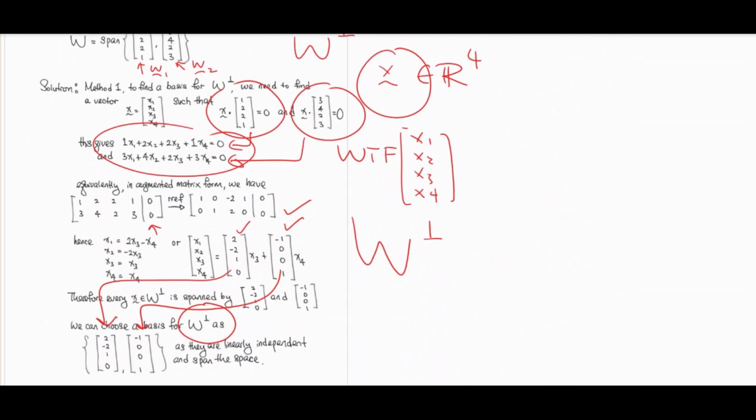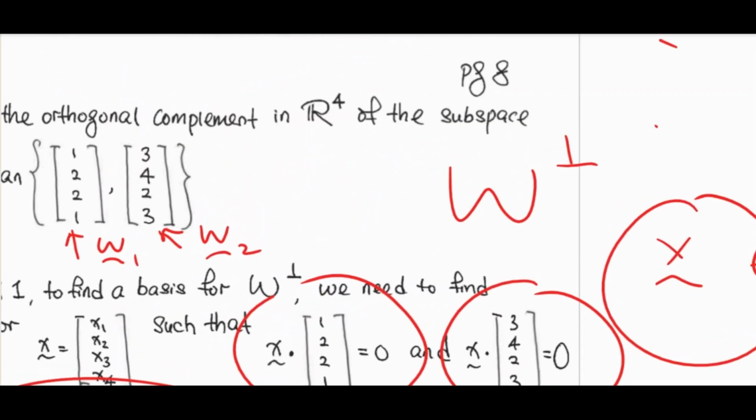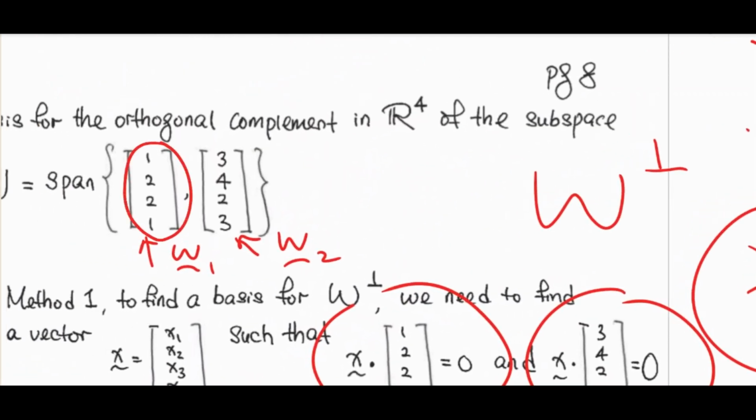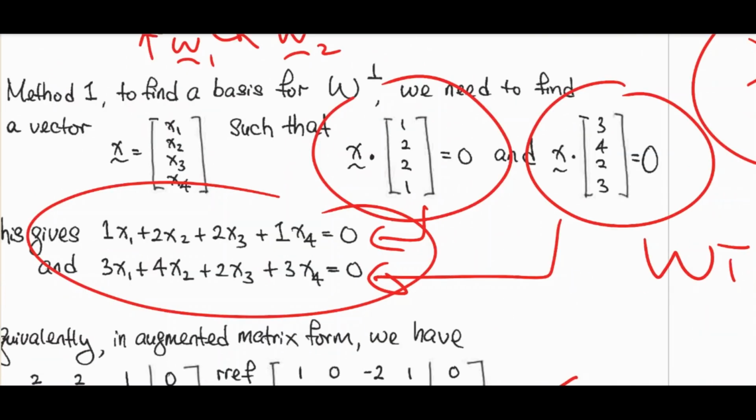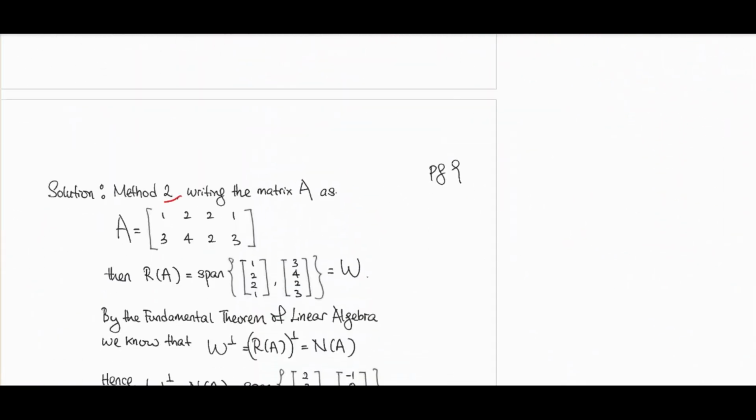And we can also use the fundamental theorem of linear algebra. So we have 1, 2, 2, 1. Let's take a look one more time. We take this 1, 2, 2, 1, and 3, 4, 2, 3. Let's put 1, 2, 2, 1 as a row of the matrix, and 3, 4, 2, 3 as another row of this matrix.